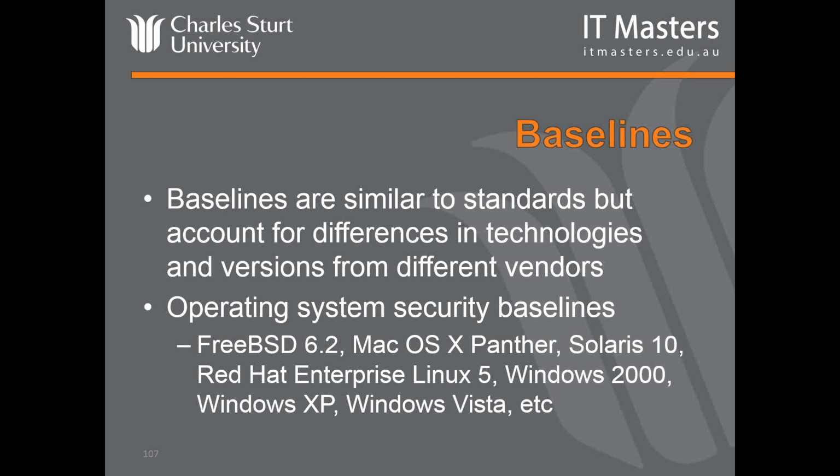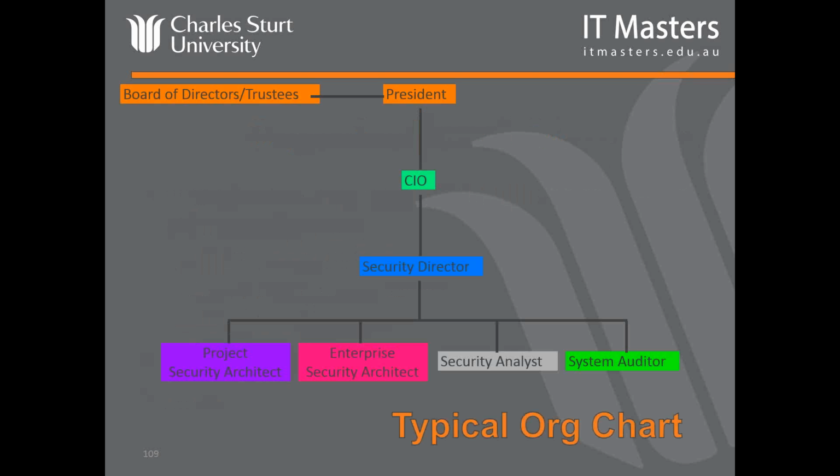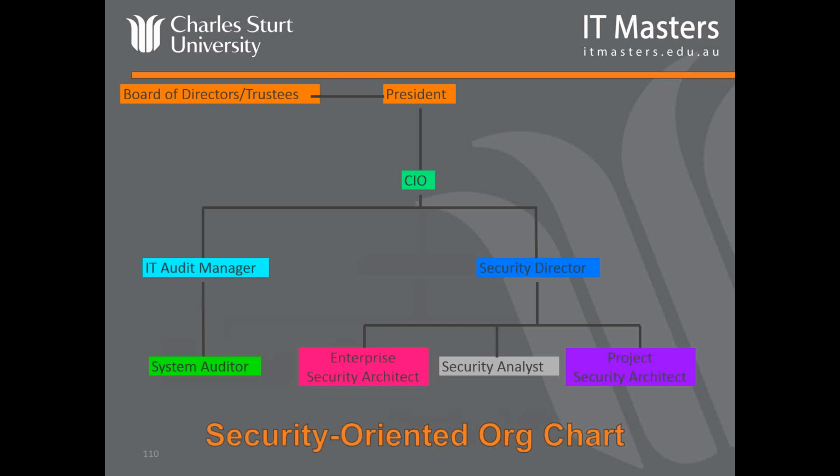So Windows 2008 server must be installed this way. Windows 8.1 must be installed this way, etc. We also need to think about the organizational restructure, whether we're looking at hierarchical versus project-based, functional matrices, whatever else, and how that ties together. So board of directors, CEO, committees, etc., all come in looking at our typical organizational chart. We can see how this ties together with things like a board of directors and trustees, president or CEO, CIO, security director, etc., in a hierarchical approach.